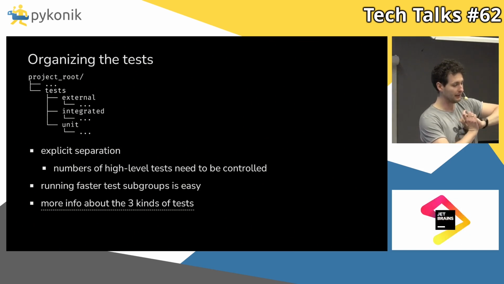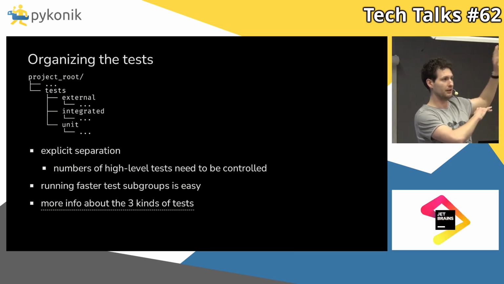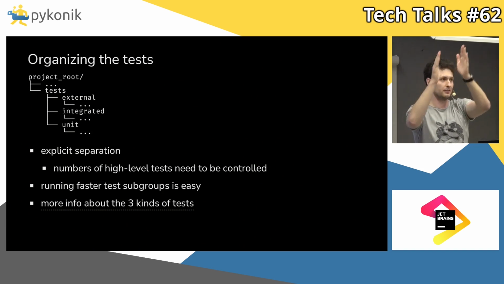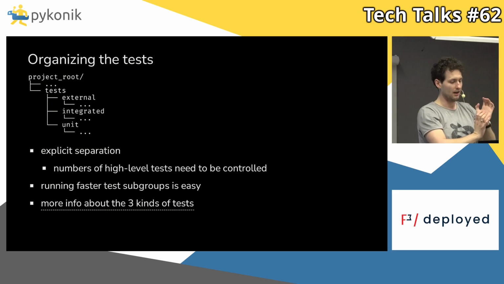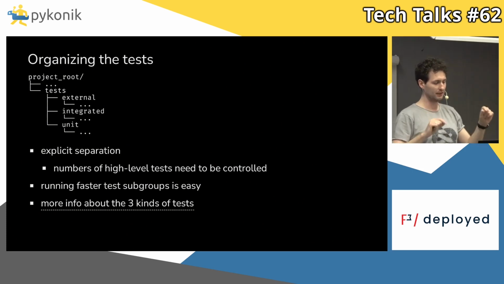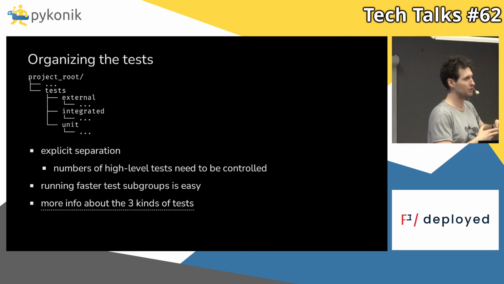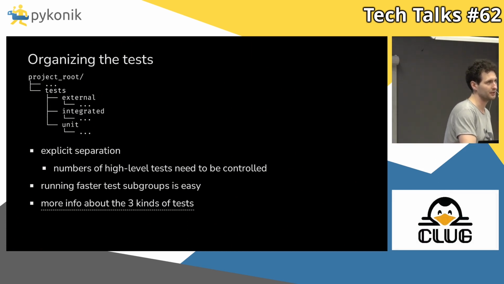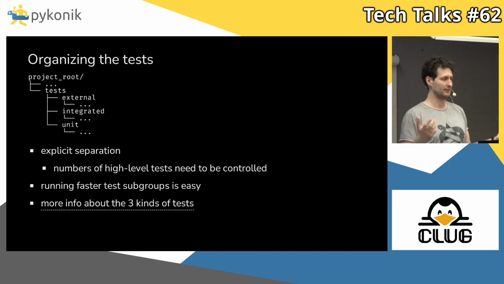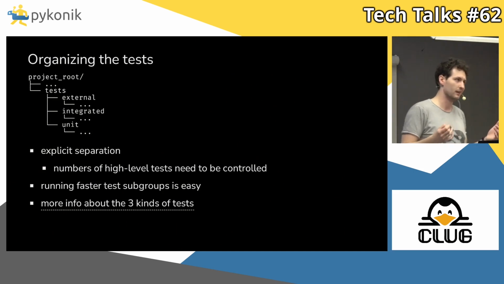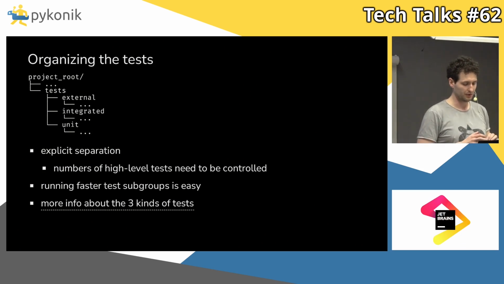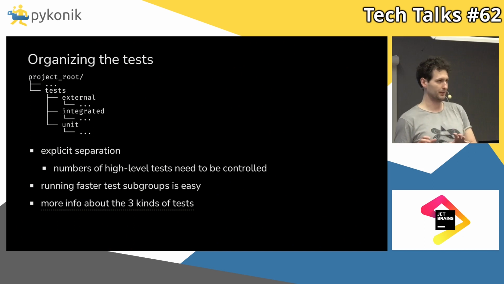How do I separate the tests? I just have my test folder, which explicitly says these are external, internal, and unit tests. It's good to be mindful about what test is what, because you have different expectations about them, and you shouldn't just start doing everything as an external test, because they have upsides, but they're also harder to debug. They are slower. So just be mindful. They're a good tool, but don't overuse it.